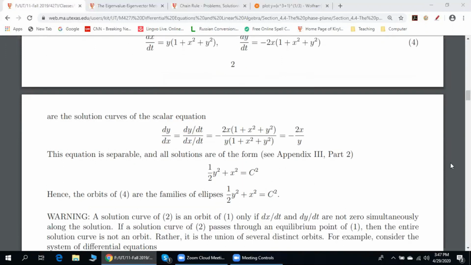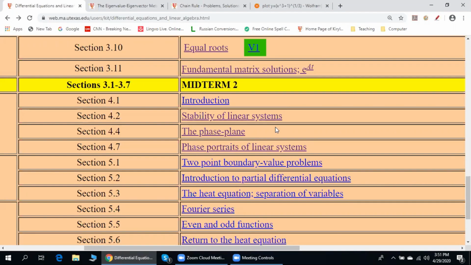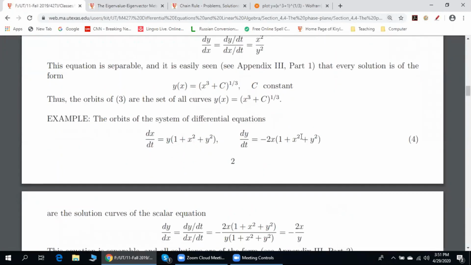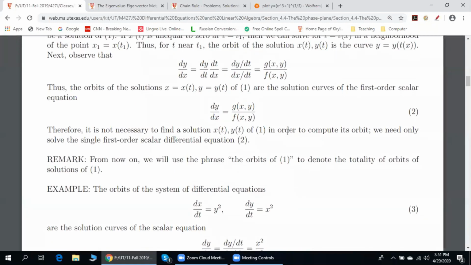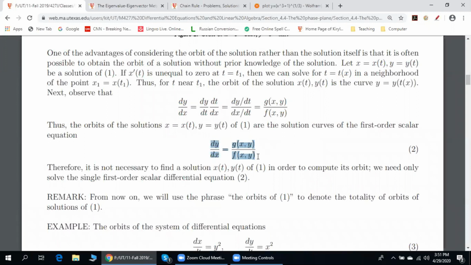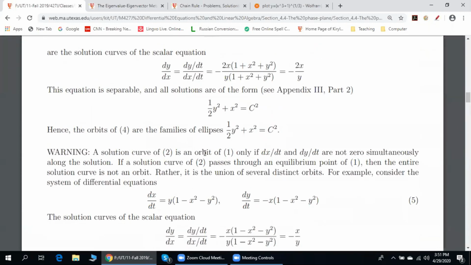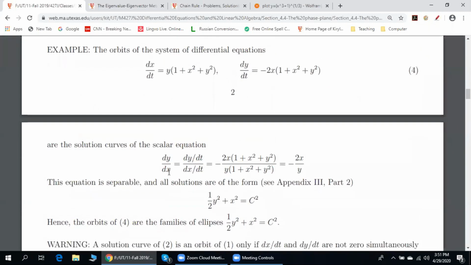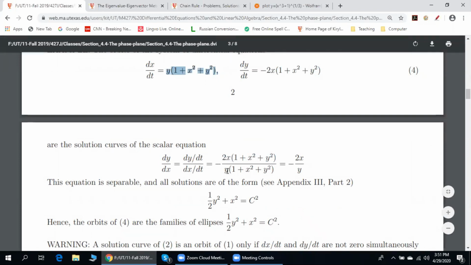Any questions? Professor, would you mind redoing the last example we did? Are you talking about this example? Yes. So we apply this formula. By this formula, dy/dx is equal to this, which is over here, divided by this, which is over here. We cancel out the common term, and the result is negative 2x over y.